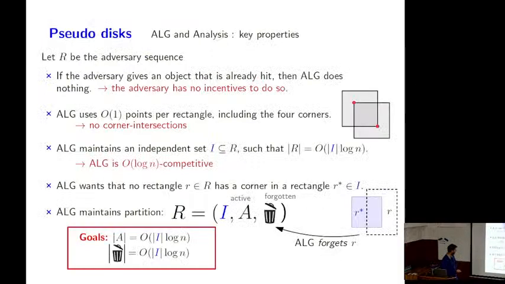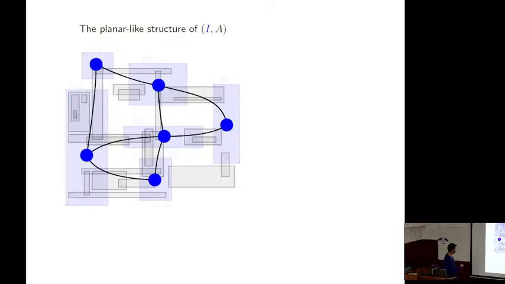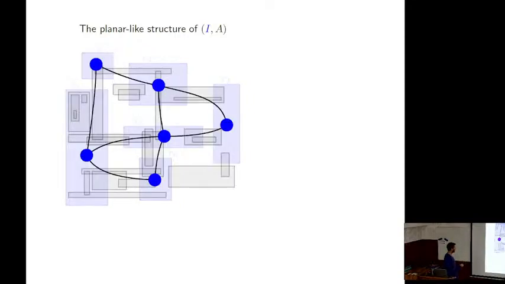So why do I make this assumption here? Because we can get a nice planar structure of the pair, the independent set and the active rectangles. Here we create a vertex for each rectangle of the independent set, for each blue rectangle, and if there is a rectangle that intersects both of two rectangles, we will put an edge in this graph. Okay, so the question is, why do we get a planar graph?